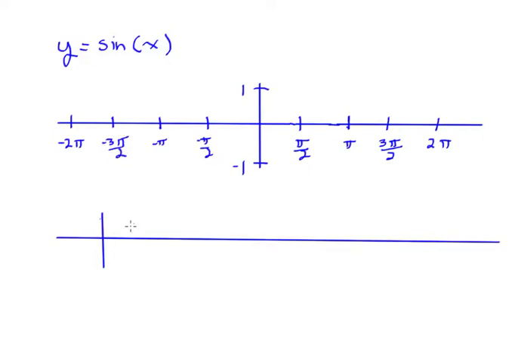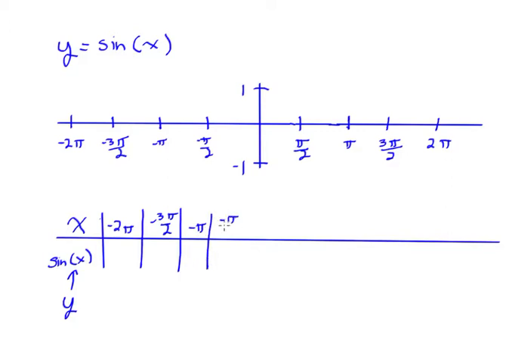Great. Okay, now we're going to use a table of values. On the top of our table of values, we're going to put our x value. And on the bottom, we're going to do our sine of x. Now, sine of x is just taking place of y. On the table of values, we need to put each of these critical points. -2 pi, -3 pi over 2, -pi, -pi over 2. Don't forget 0. A lot of people forget 0 and it messes up your graph.